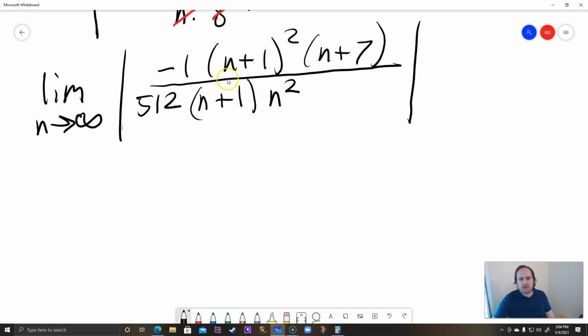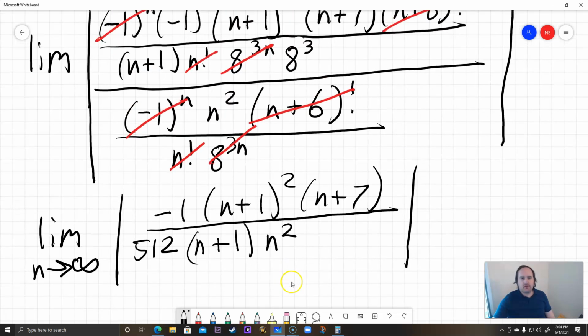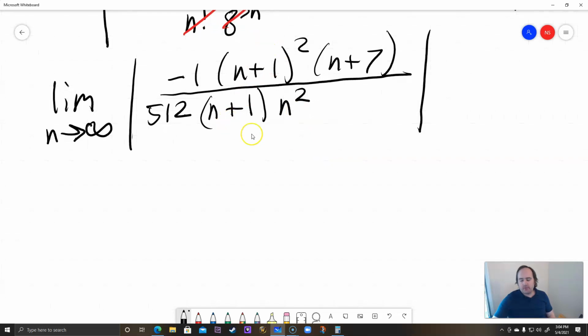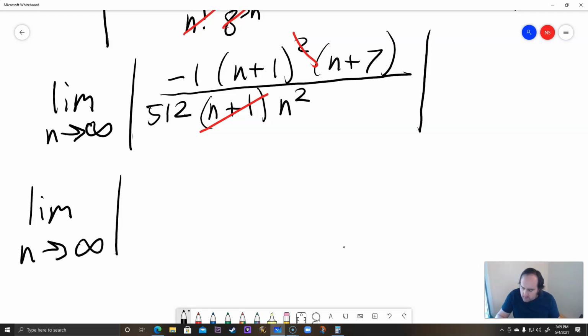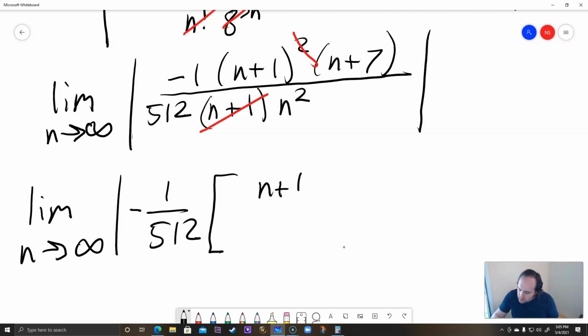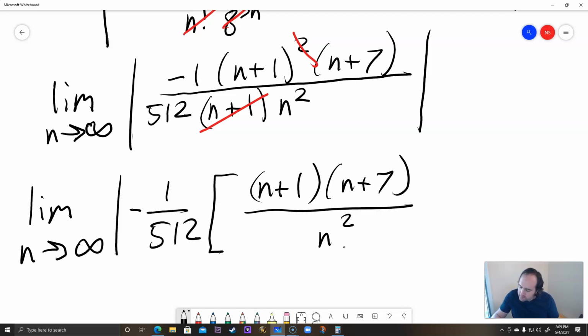So we're going to notice something else cancels out here now. We notice that we have an n plus 1 squared on the top and an n plus 1 on the bottom. So the square and the n plus 1 cancel out, and we're left with an n plus 1 on the top. And then we can factor out this negative 1 over 512. Okay, so we have the limit as n goes to infinity of the absolute value of negative 1 over 512 times, well, what do we have left here? We have n plus 1 times n plus 7 over n squared. Right, that's what we have left.